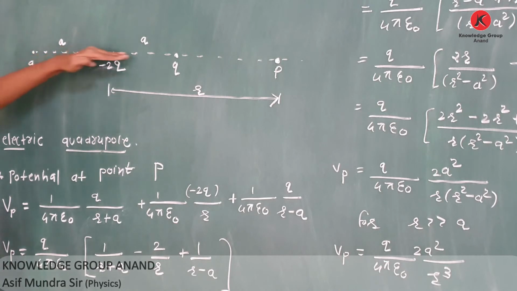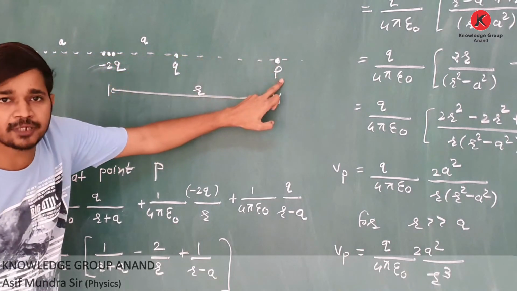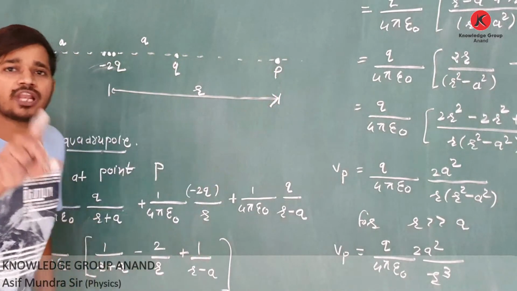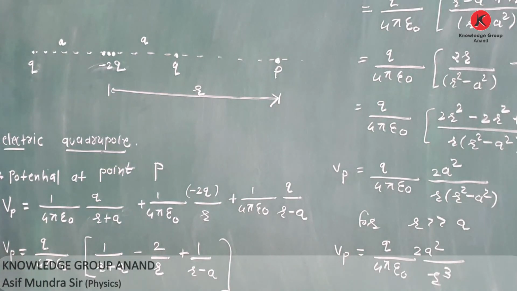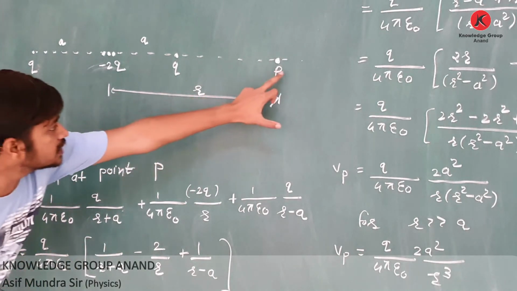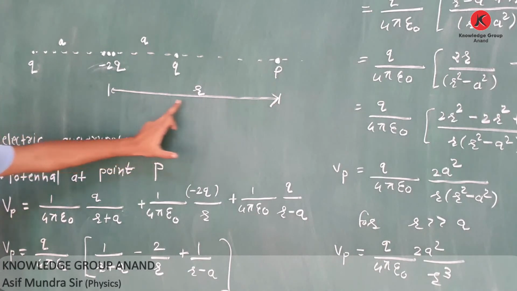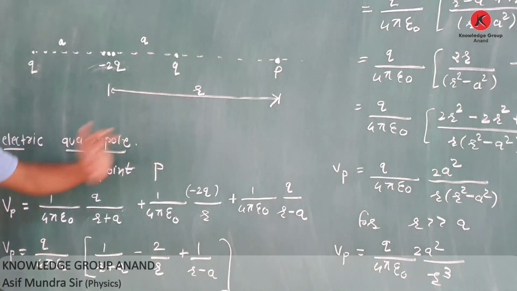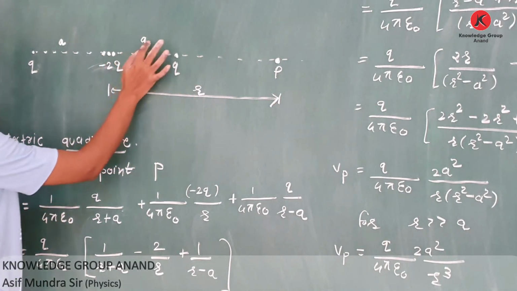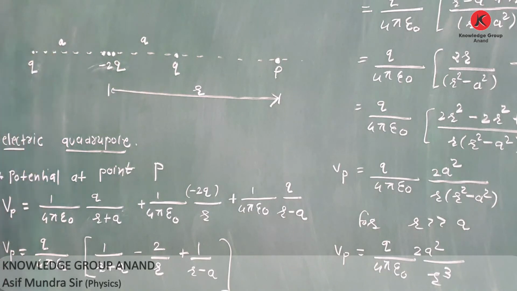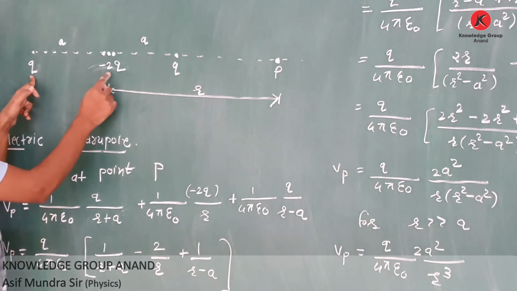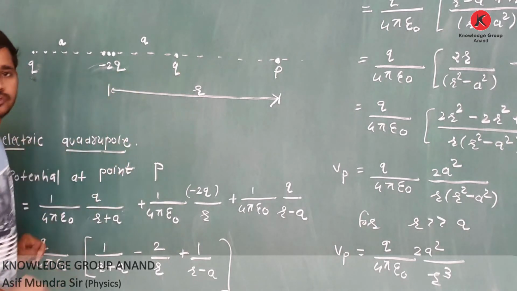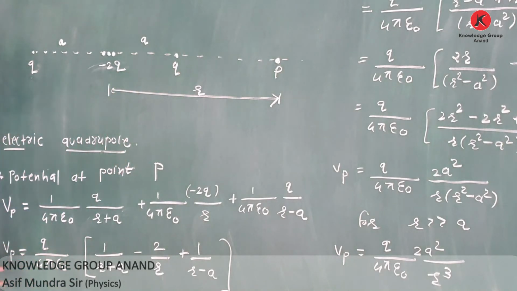And on its axis, at this point P, we have to find the electric potential. The distance of this point P from this minus 2q charge is r. The distance between the charges is a. Now according to the superposition principle, the potential at point P is due to this q charge, this minus 2q charge and this q charge.